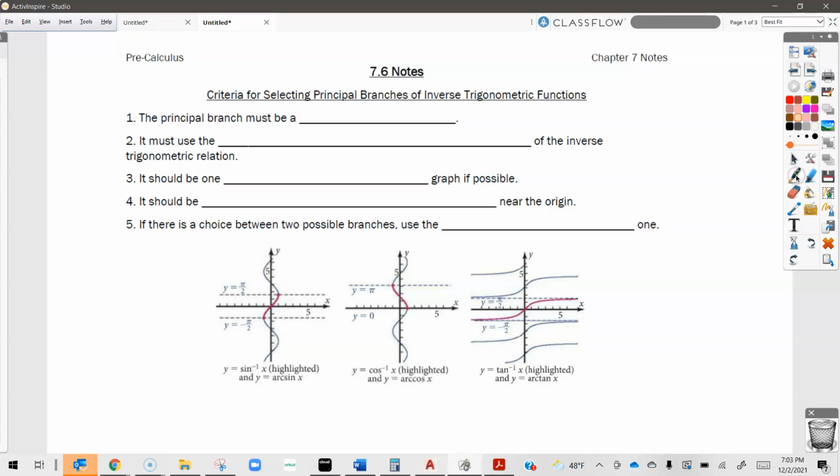All right, so this last video that you guys are watching today is going to finish up chapter 7 for us. If you turn to the very back page, 7.6 notes is what we're going to do real quick. This should be a quick video and also a quick homework assignment that goes with it. The first part of our notes is just talking about something called the principal branch.